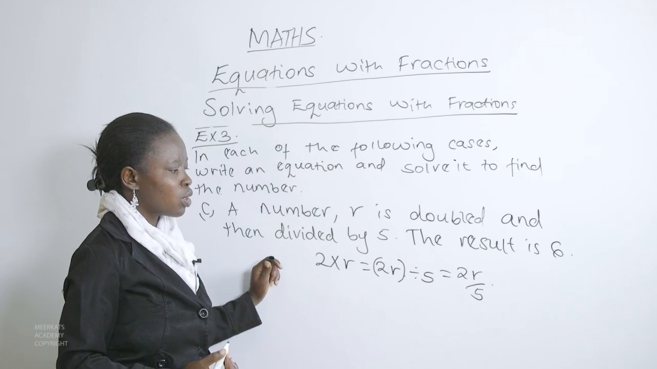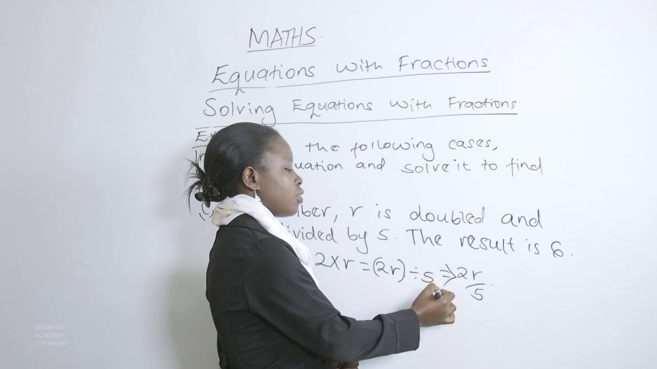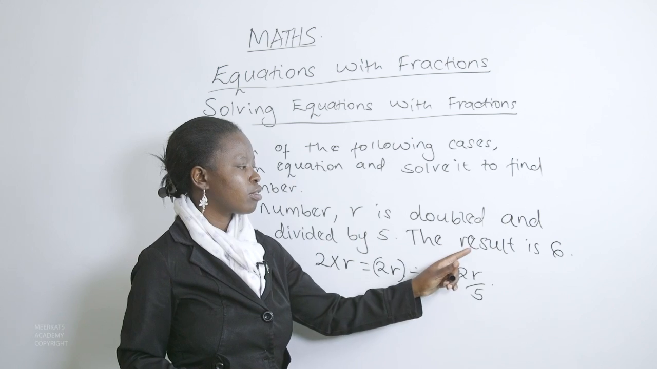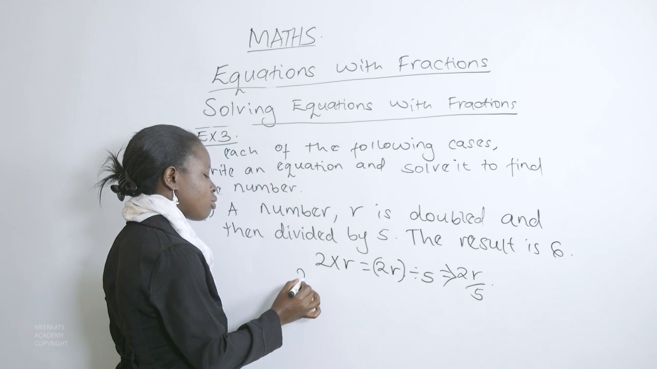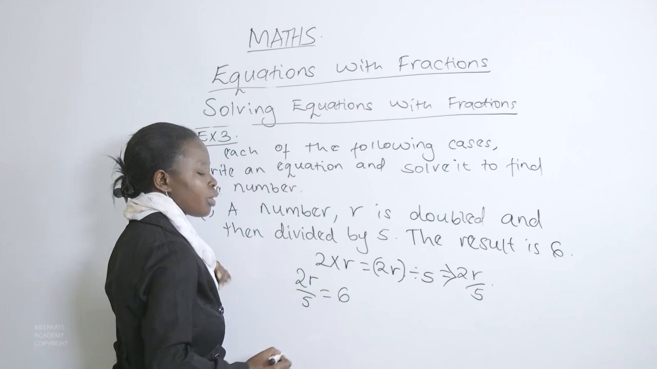So having that expression, we are told that this number, when it is doubled then divided by 5, our result is 6. So we can form an equation from that, so that we have 2r over 5 will be equal to 6.